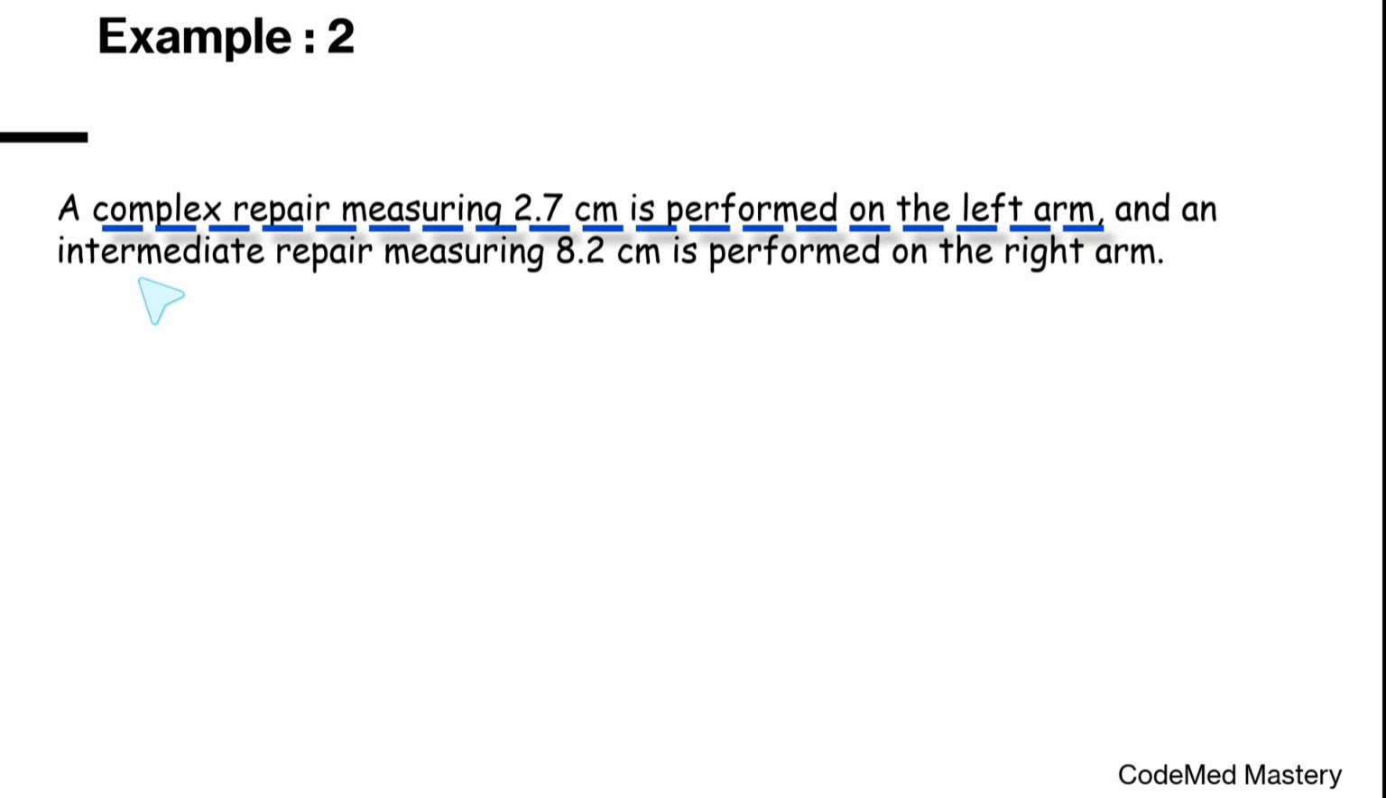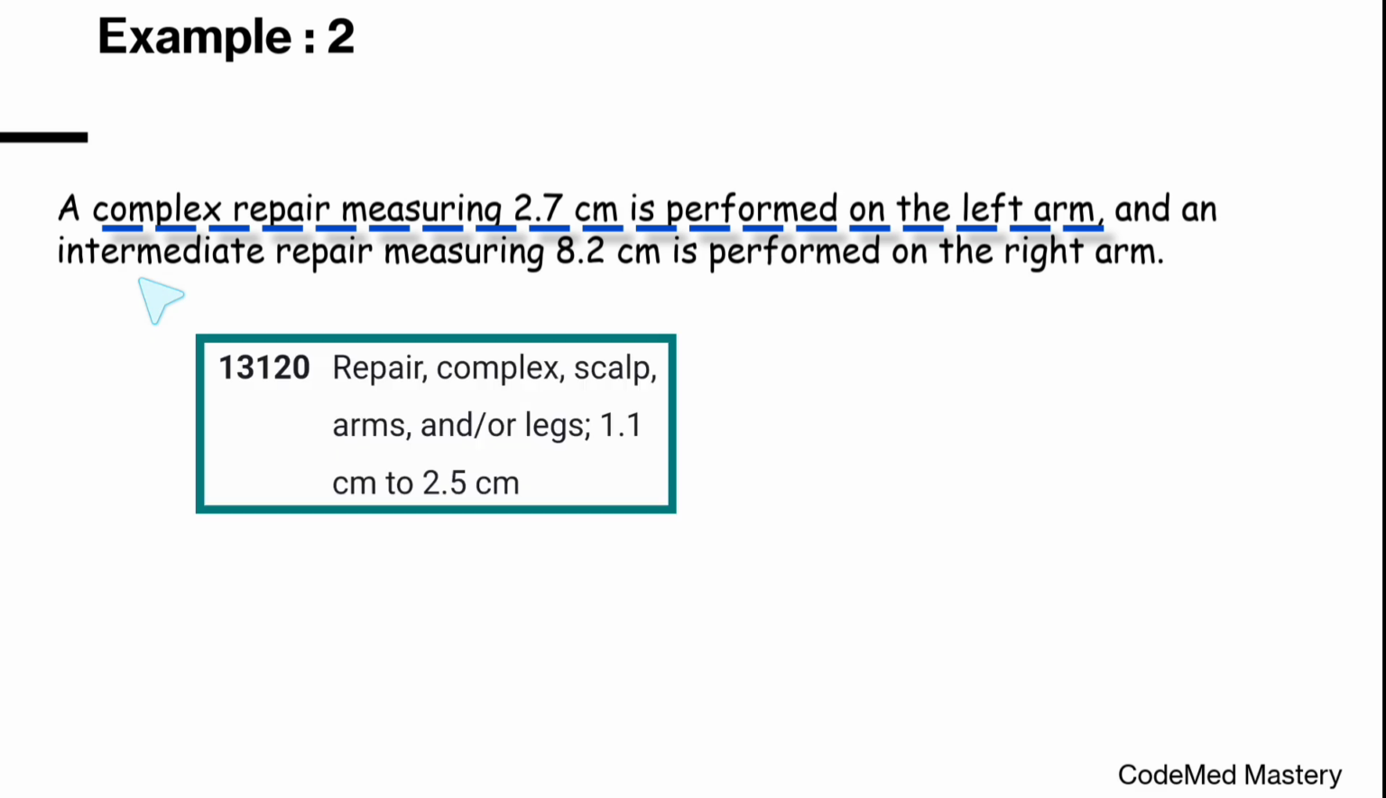The appropriate code will be 13121, that is for repair complex scalp, arms or legs. In the question they have mentioned left arm, therefore we can use that code, and for the size 2.7 cm we have to use 13121. Therefore, the code for complex repair 2.7 cm of the left arm is 13121.